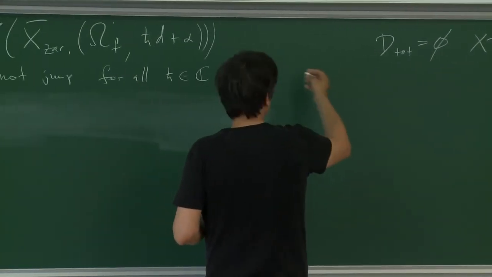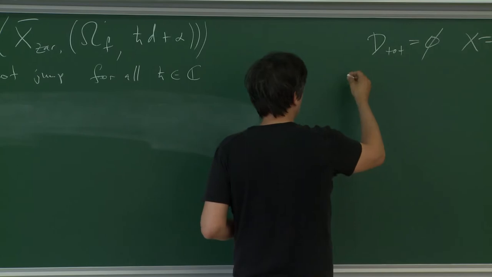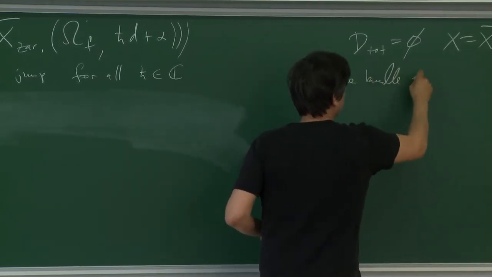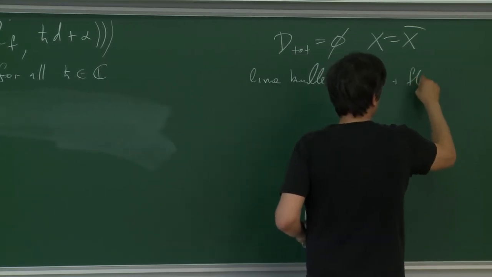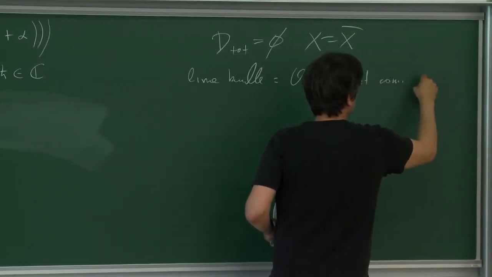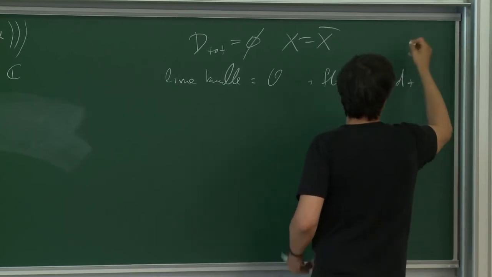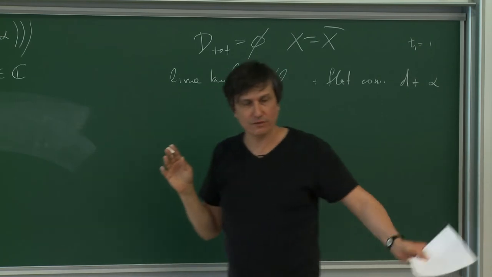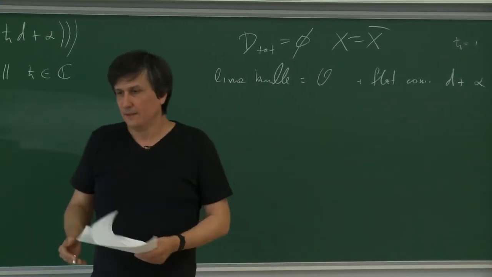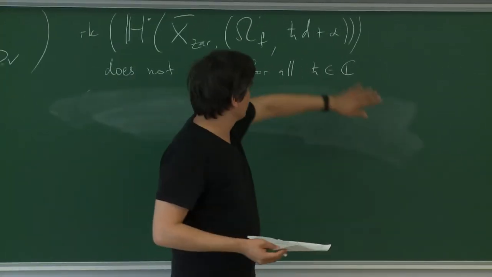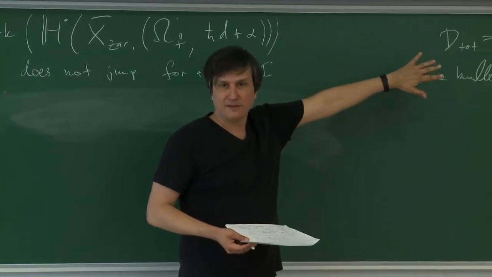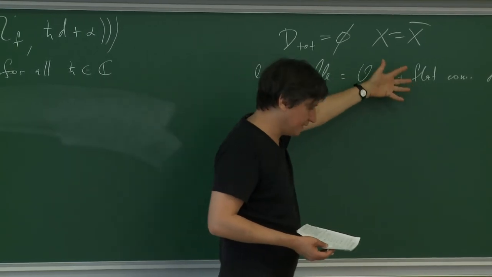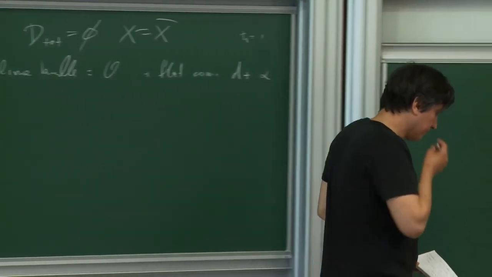What do we calculate? In this case, we consider a line bundle, which is O, with flat connection d plus alpha. Let's put h bar equal to 1. We have a flat connection on the line bundle. And here we calculate the de Rham cohomology of this line bundle, cohomology of X with flat connection, using the de Rham model.